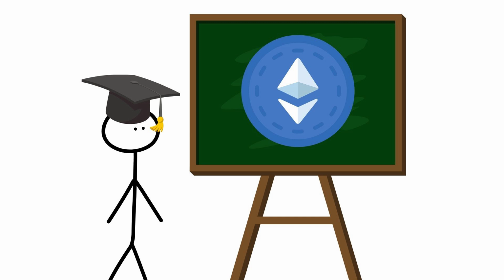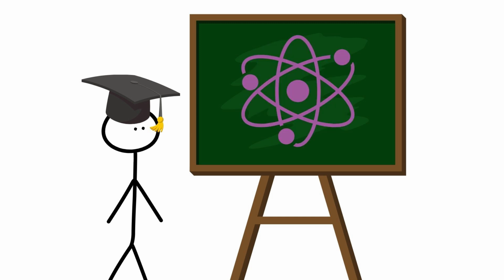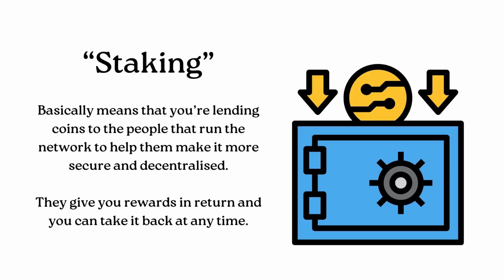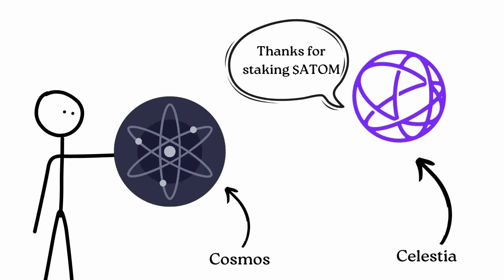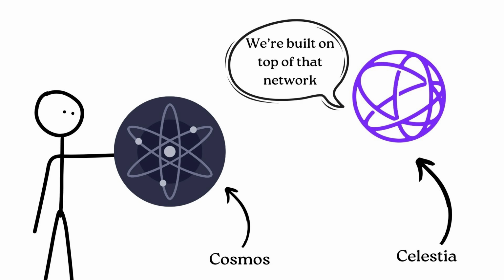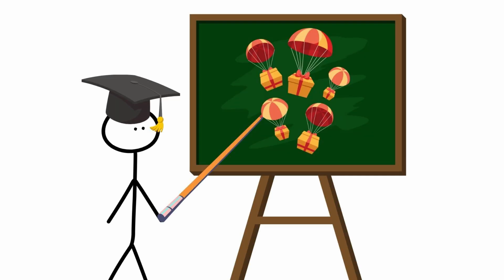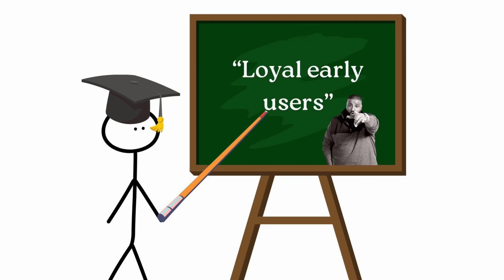Perhaps it could be a gas token like Ethereum, Atom, or Solana. And just by holding that token or potentially staking it and helping to secure the network, a new project that's built on top of that network might give you an airdrop simply because it is connected. This is kind of similar to how people who were staking Atom got the Celestia airdrop and how people who were staking Solana got the Jito airdrop. So those are some different ways people are getting airdrops at the moment, by simply becoming loyal early users of a new app.